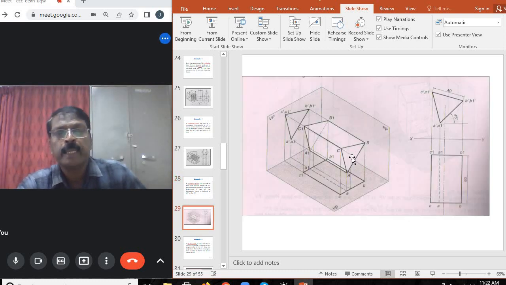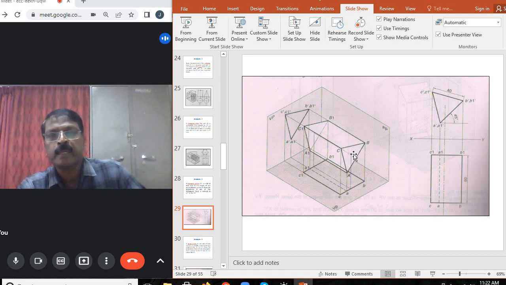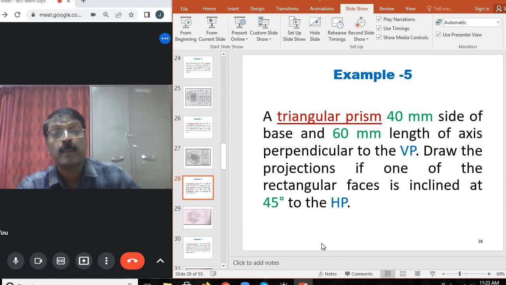So when you go to the next solution of the problem, here is the actual given position. Based on the problem given, you have to understand all the data and you have to imagine the position of the triangular prism in the given position. Here the rectangular face is given as 45 degrees with the horizontal plane. So this one you have to understand. Okay. So not the axis. Here the axis is perpendicular to the VP.